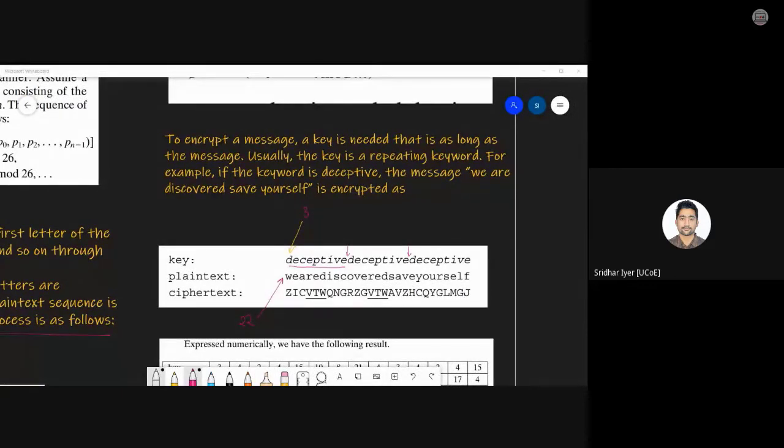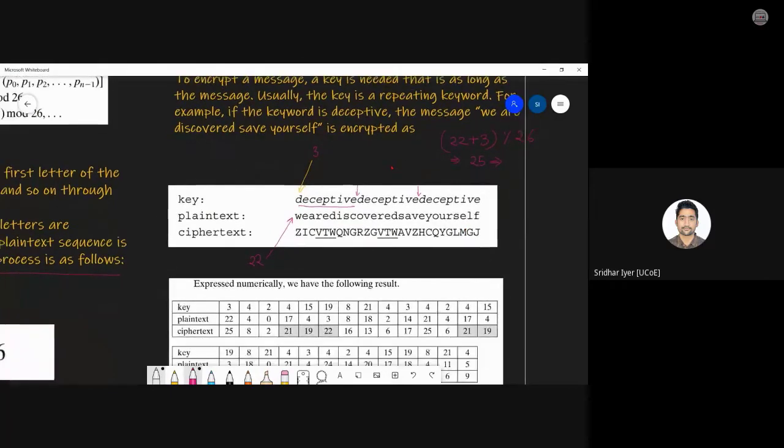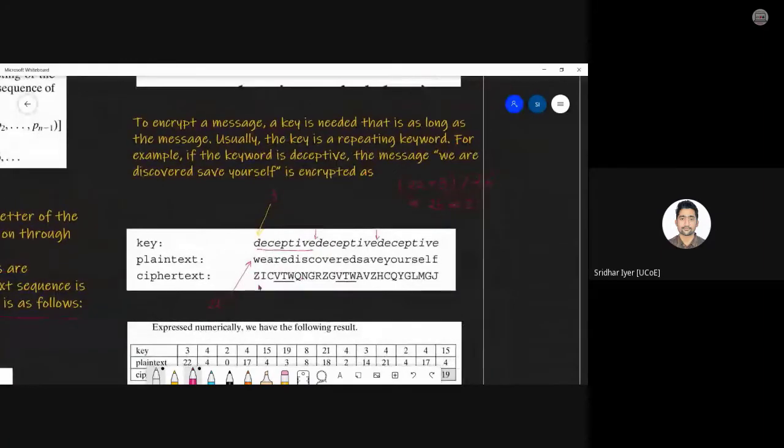Next, what happens is we need to add them up. Right. So it will be something like 22 plus 3 mod 26. And the answer that we will get will be 25. Now 25 is obviously Z. So it will be Z. Fine. We got the answer over here.